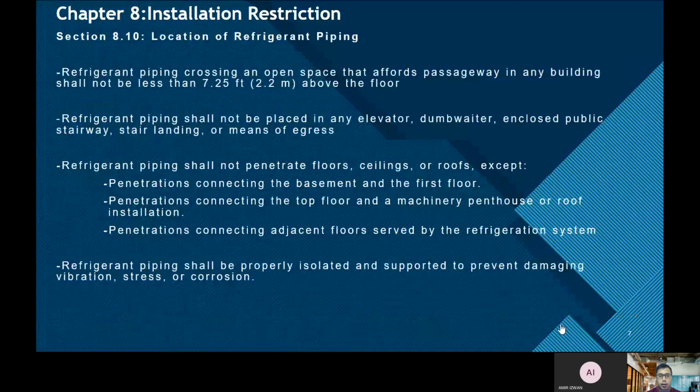Refrigerant piping shall not be placed in any elevator, dumbwaiter, enclosing public stairway, stair landing, or means of egress. Next, refrigerant piping shall not penetrate floor, ceiling, or roof, except penetration connecting the basement and the first floor, penetration connecting the top floor and machinery penthouse or roof installation, and third, penetration connecting adjacent floors served by the refrigeration system. So, refrigerant piping shall be properly isolated and supported to prevent any leakage, vibration, stretch, or corrosion.